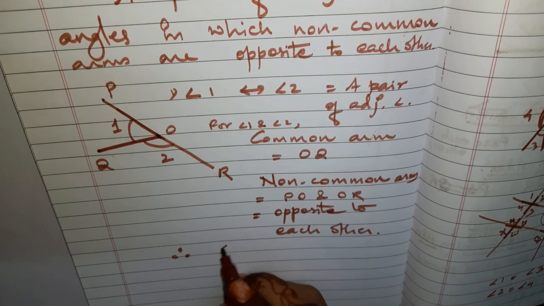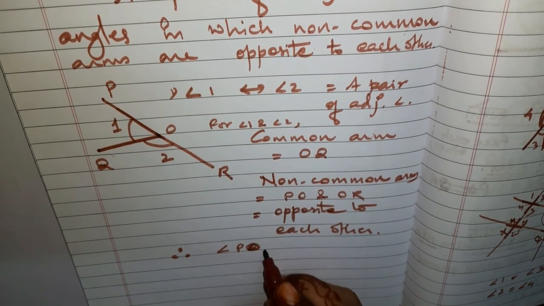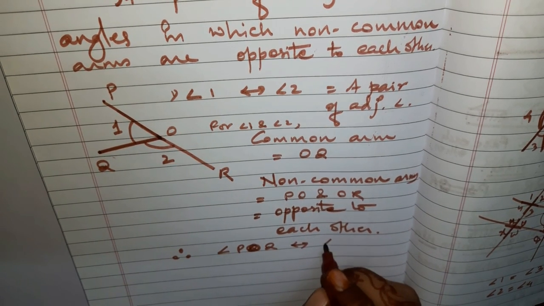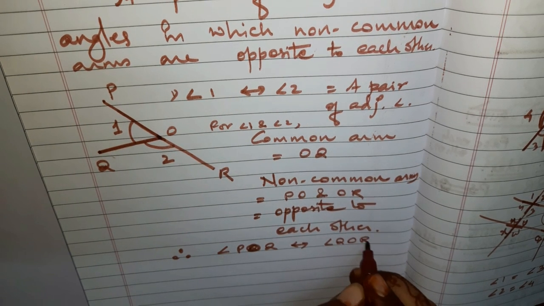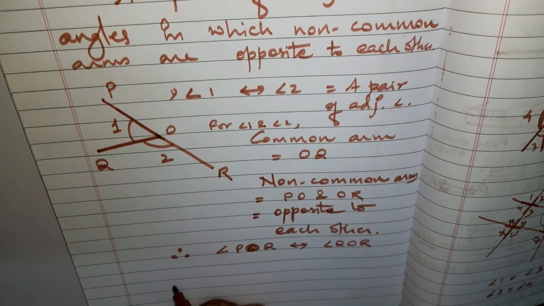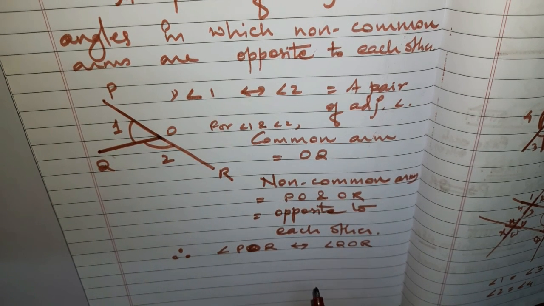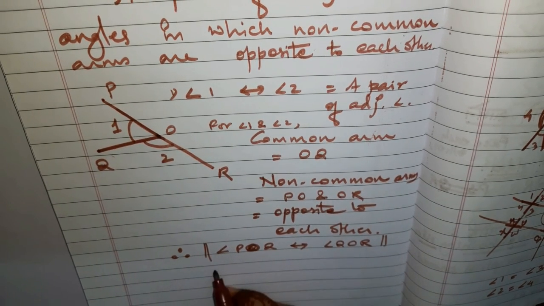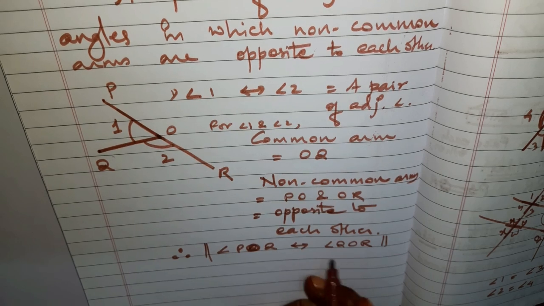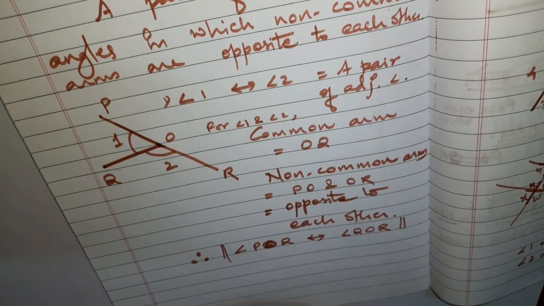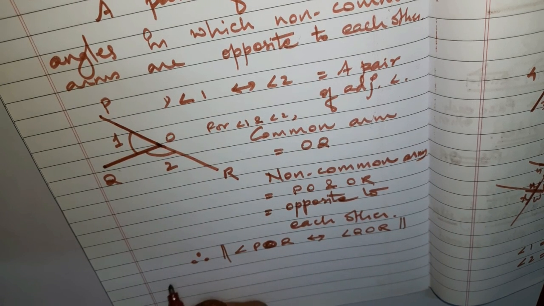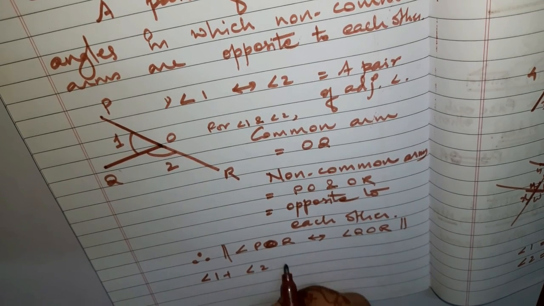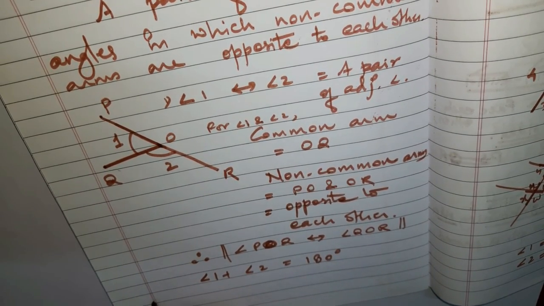Therefore angle POQ is linear with angle QOR. Okay, POQ is linear with QOR. We say that these two angles are forming a linear pair. And when we have a linear pair of angles, by linear pair property, we will get angle 1 plus angle 2 equals 180 degrees.